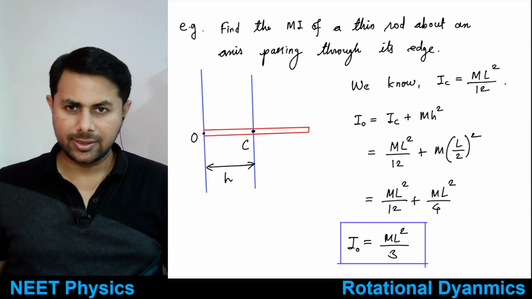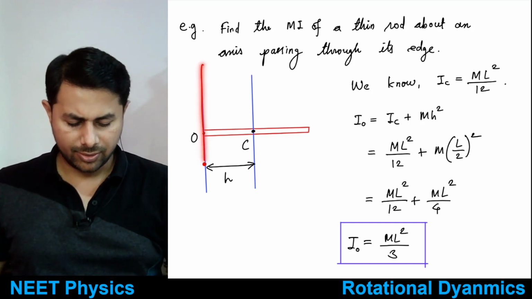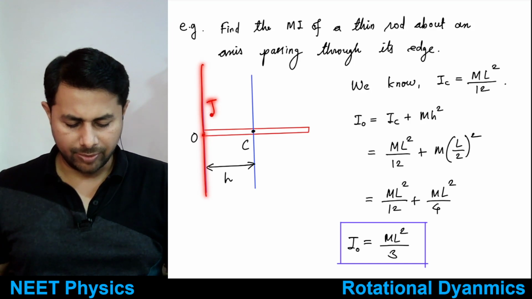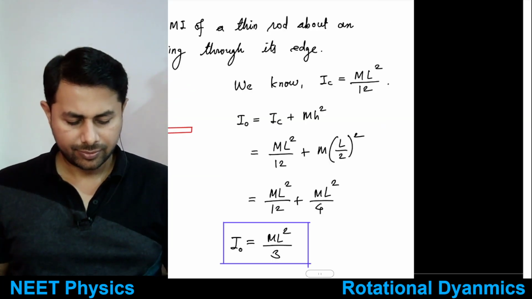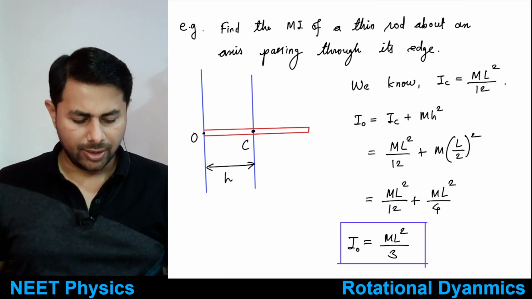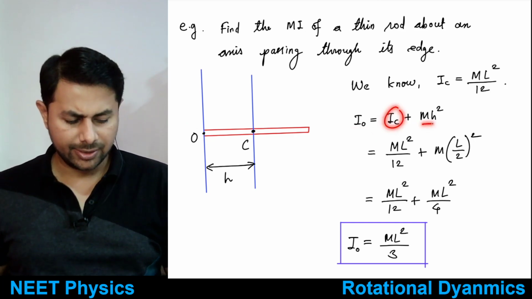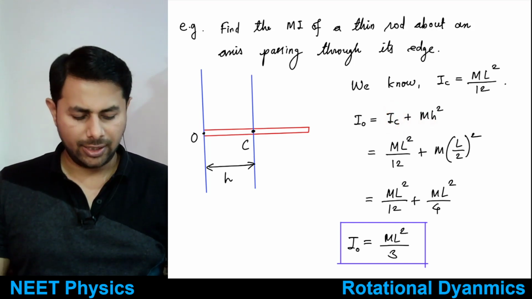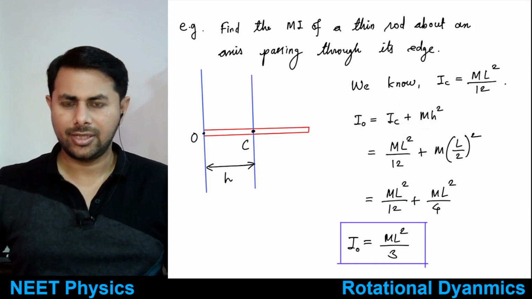Then draw a parallel axis which passes through one of its edge. Okay, so this is point O, and you want to find out its moment of inertia about this axis, that is, suppose, IO. So you know the formula, IO is equal to IC plus MH square, right? Yes, no?